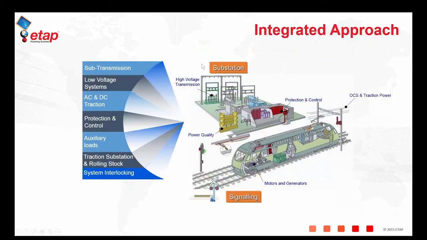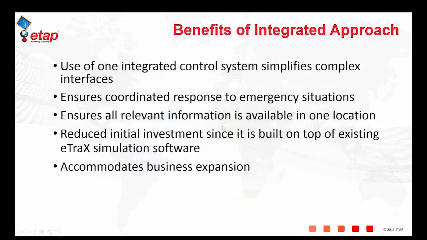So when we're looking at power management, it's essentially an integrated approach where we are looking at the sub-transmission information, the low voltage systems such as the signaling system, the AC and DC traction power itself, the overhead catenary and the power applied at the pantograph, the protection and the control at the substation, the auxiliary loads, which is essentially the terminals or the train stations themselves, the traction substation, the rolling stock, and the interlocking. So we take all of this information together in real time and bring it into the eTrax system.